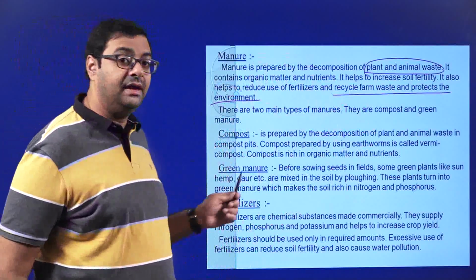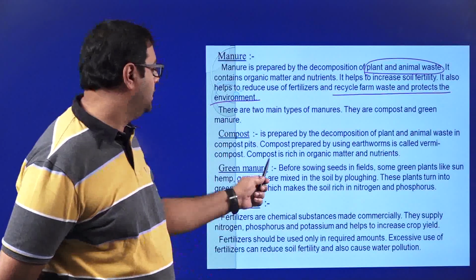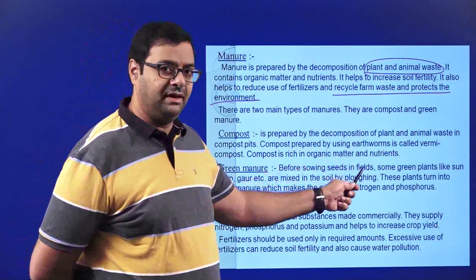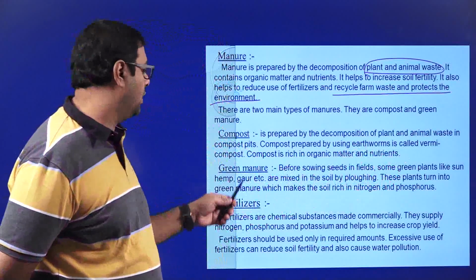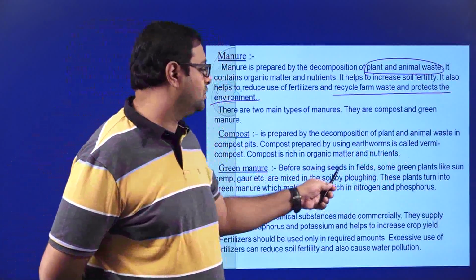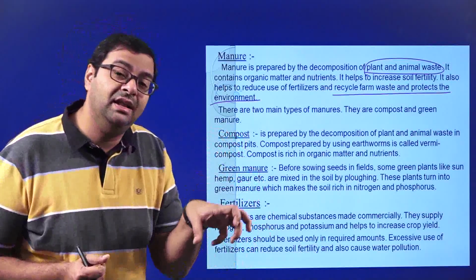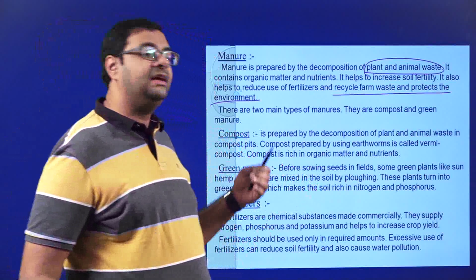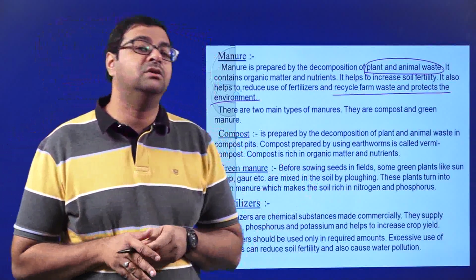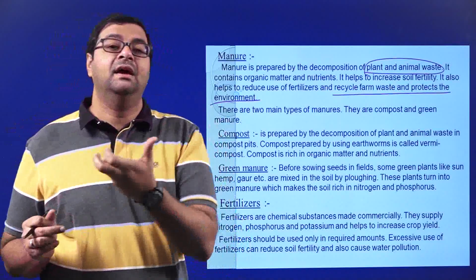Okay, then green manure. Now what is this green manure? Before sowing seeds in the field, some green plants like sun hemp, gore, etc. are mixed in the soil by ploughing. So some plants are mixed in the soil itself before sowing. Now why are we doing that? Because these plants are a good source of nitrogen and phosphorus for the plant which is to be grown.